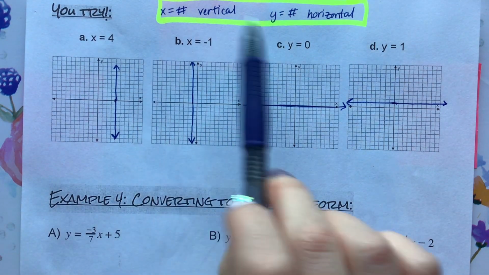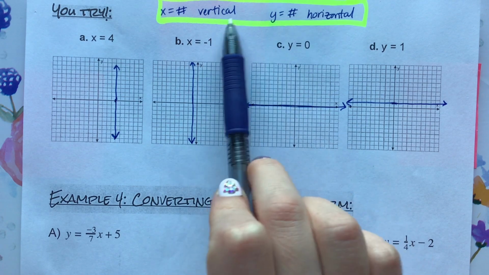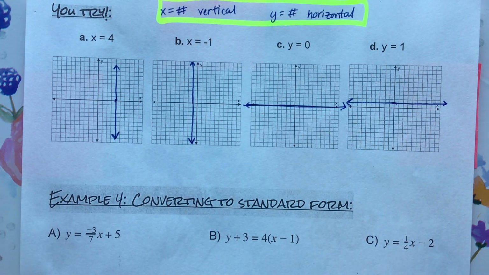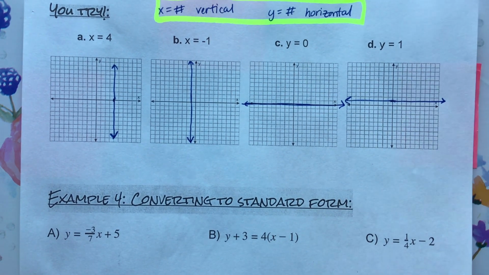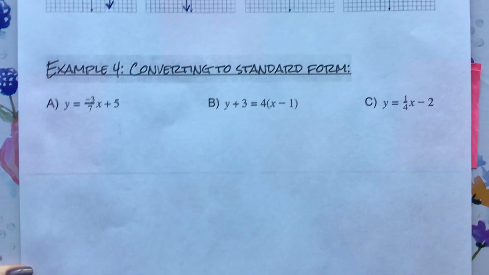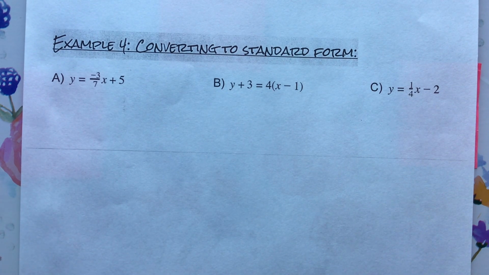This is more so just memorizing which one goes which way. And if it's hard for you to memorize that, then you can always make the table of values to help back you up. We have one final example, and then we are done with today's notes.